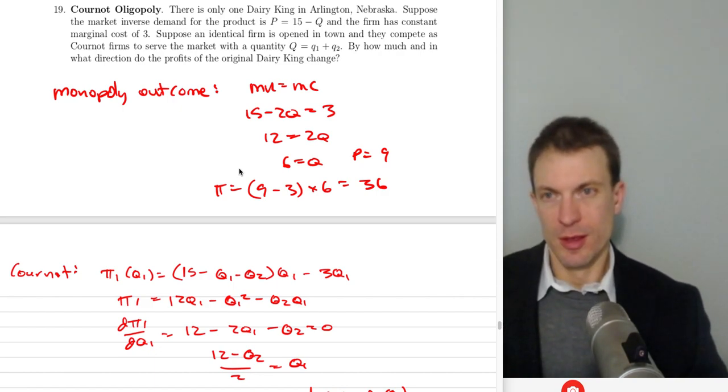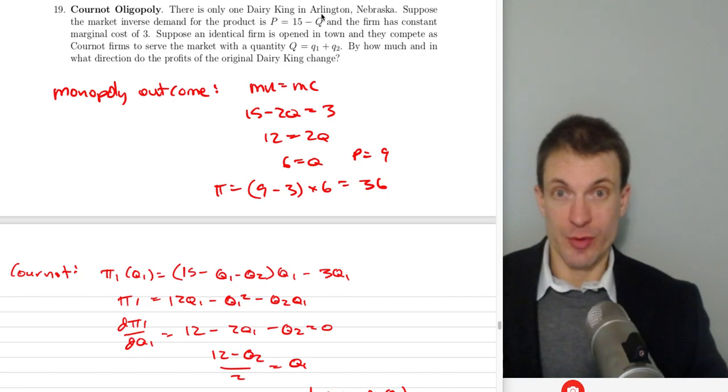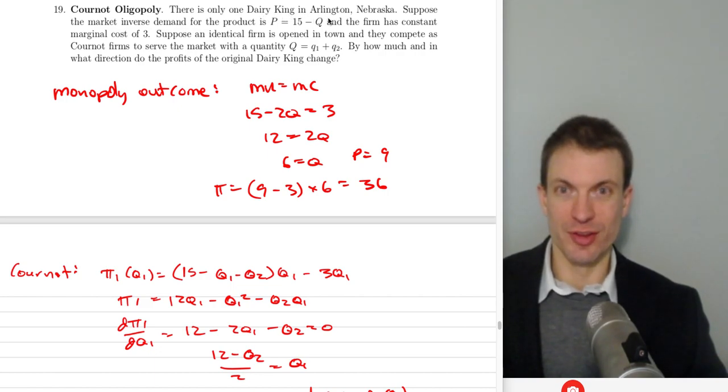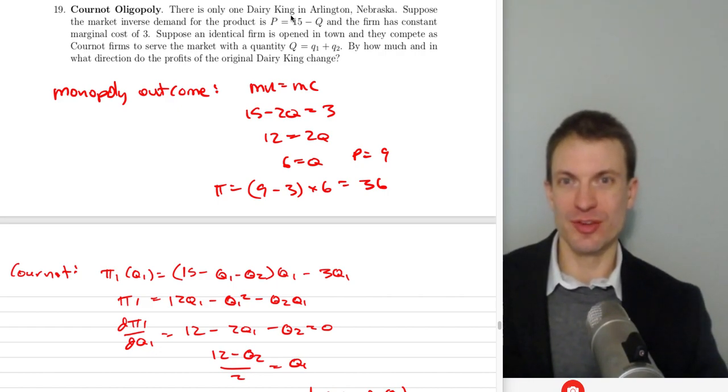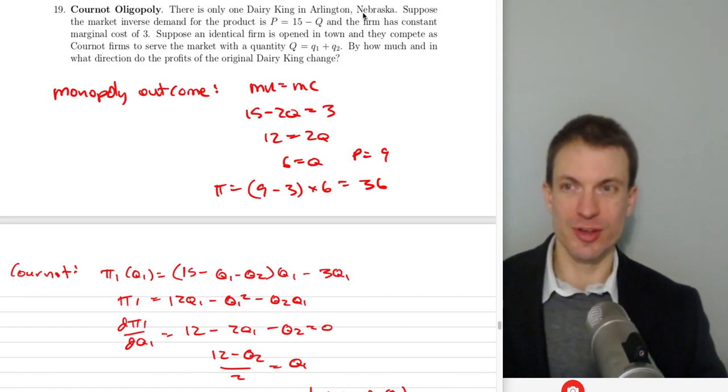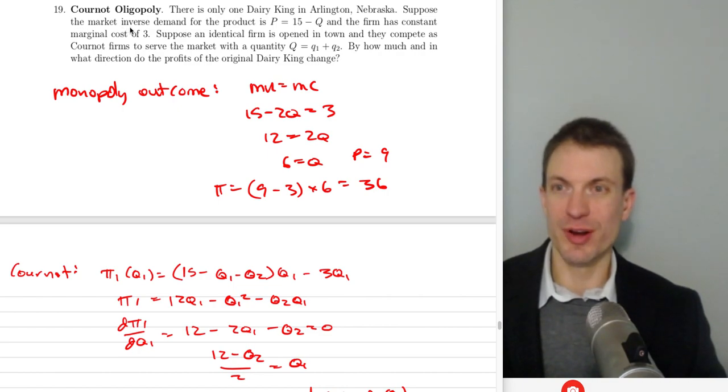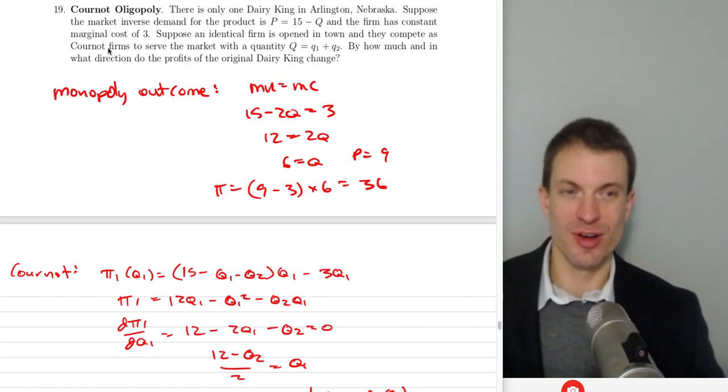So, all right, the first one, there's only one Dairy King, in Arlington, Nebraska, which is a lie. There is no longer a Dairy King. There's no longer ice cream in Arlington, Nebraska. So suppose the market inverse demand is price is equal to 15 minus Q. The firm has constant marginal cost of 3.